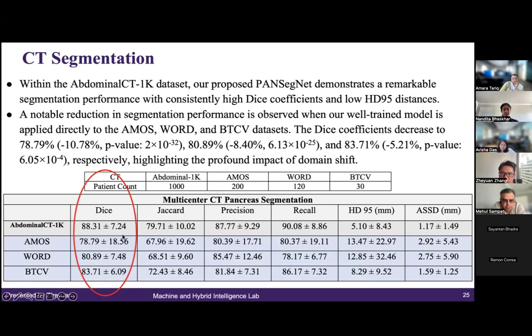By this way, we can observe a profound impact of domain shift when we apply a trained model. Even when we have a relatively large size, like 1,000 cases, there will still be a shift when applying it to other datasets. And this reminds us of the importance of domain shift.